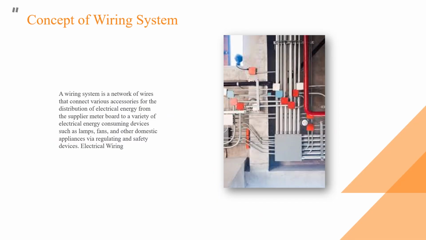A wiring system is a network of wires and related components that distributes electrical power from a source to various devices or loads, ensuring efficient and safe energy delivery. The primary function of a wiring system is to safely and efficiently transport electrical energy from a power source like a utility pole or a generator to different points where it is used, such as lights, appliances or motors.